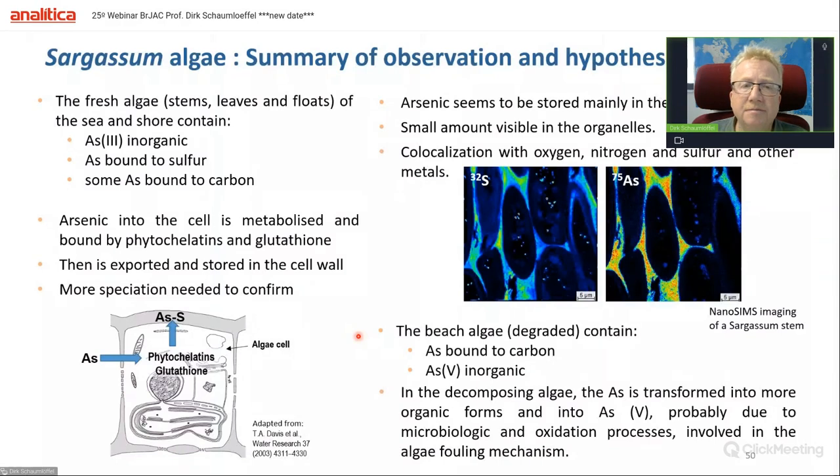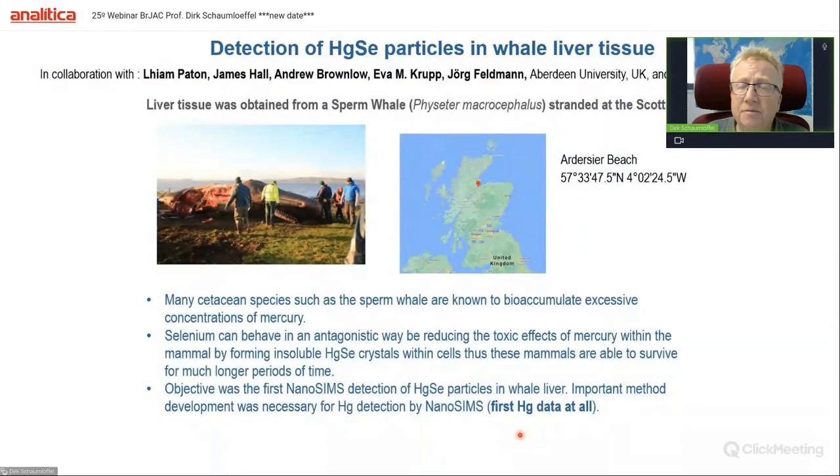I don't know if I have time for another small project, but I can do it quite quickly. Together with Jörg Feldmann from Aberdeen University, Eva Krupp, and the team, we were analyzing whale liver for mercury nanoparticles with NanoSIMS. For this, we had to develop a mercury analysis in NanoSIMS, which was not done before, and these are the first NanoSIMS mercury data at all.